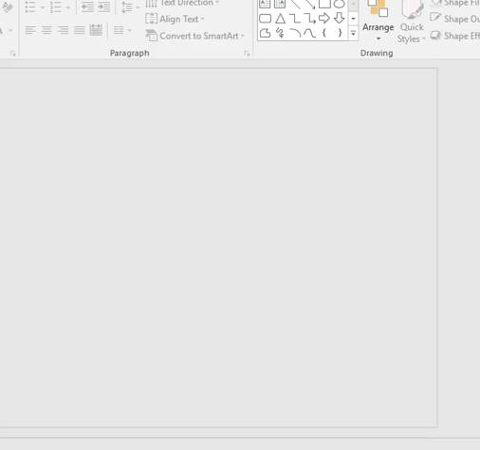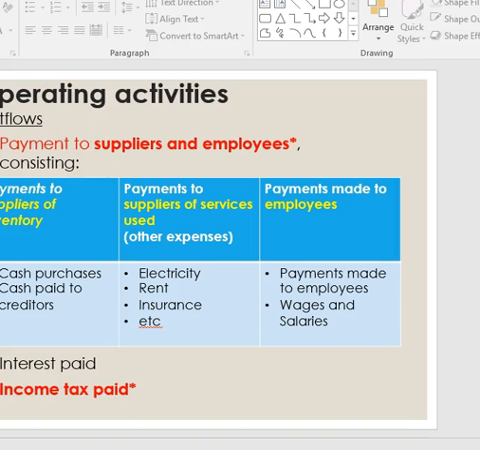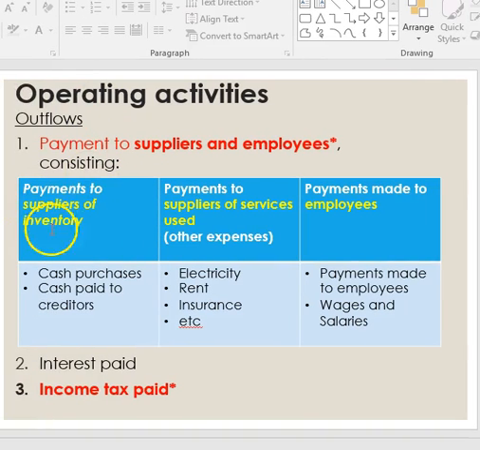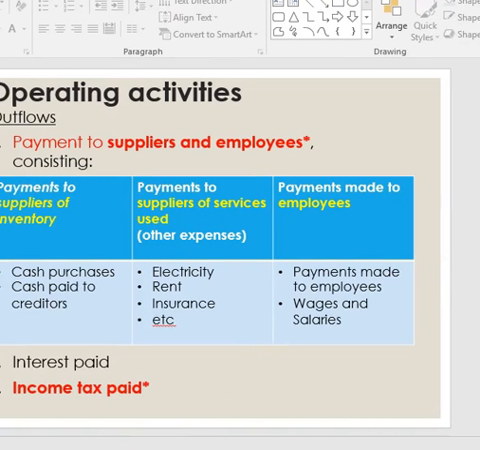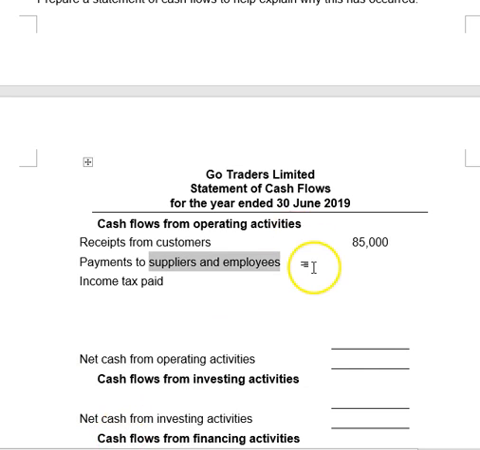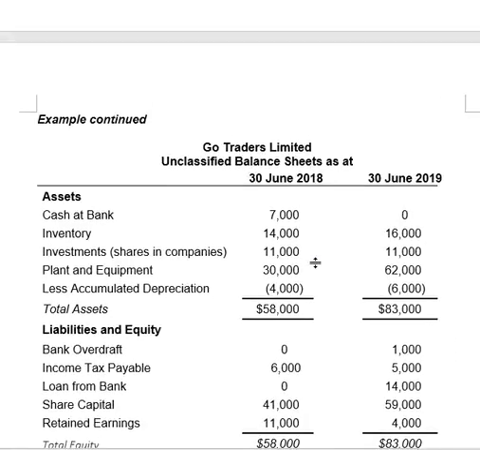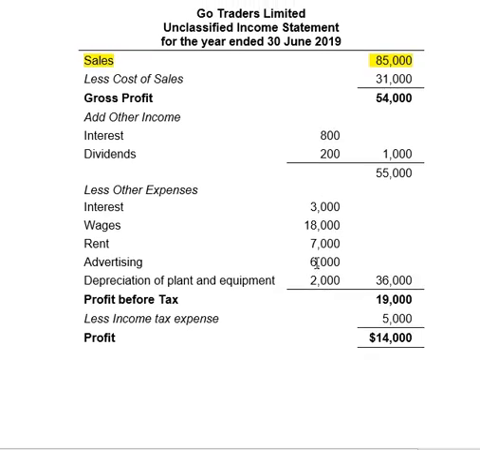Okay, before that, I already mentioned that under payments to suppliers and employees, there are altogether three items, which are payments to suppliers of inventory, payments to suppliers of services, and payments to employees. So you need to look at the question properly just to find out these three items. Okay, so the first item will be payments to suppliers of inventory. So we look at the question. They didn't mention anything over here.